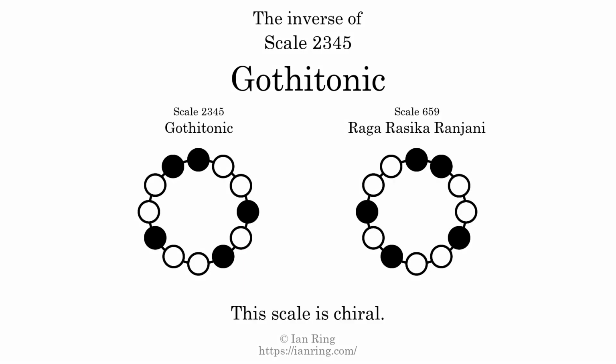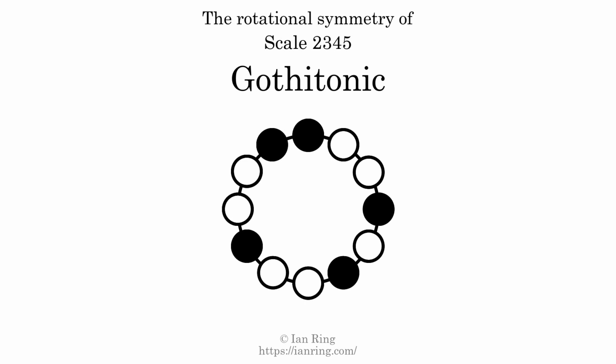The inverse of a scale is a mirror image. It is what you get when the sequence of intervals is reversed. The inverse of this scale is scale 659, also known as Raga Rasika Ranjani. This scale is chiral. It cannot transform into its inverse by rotational transformation. This scale has no rotational symmetry.